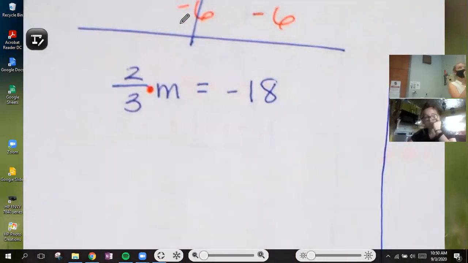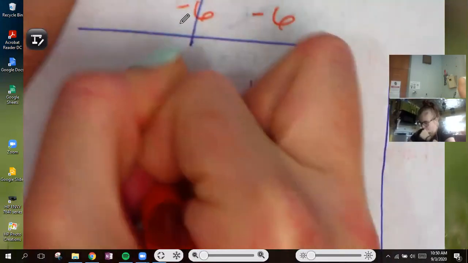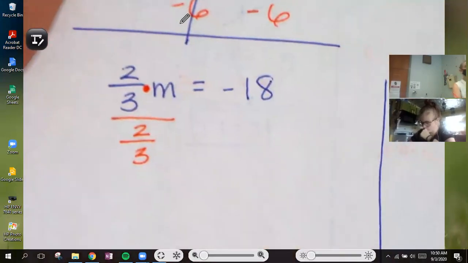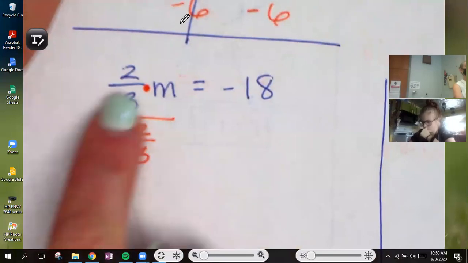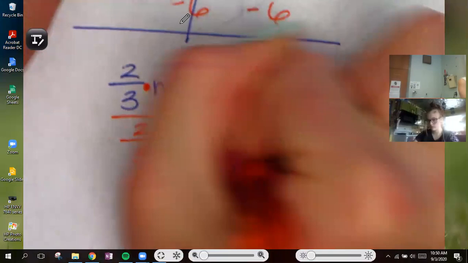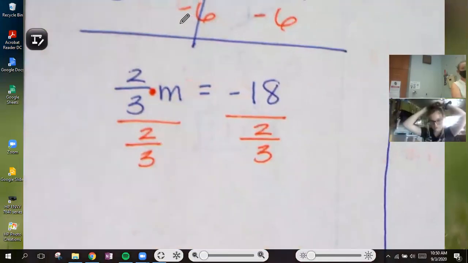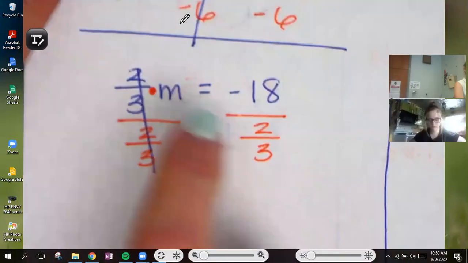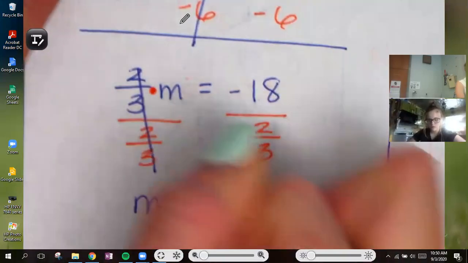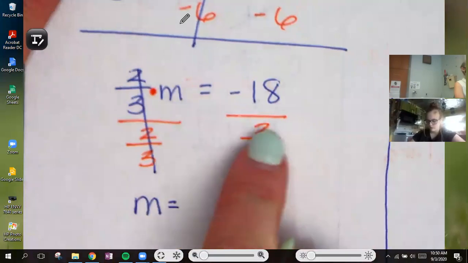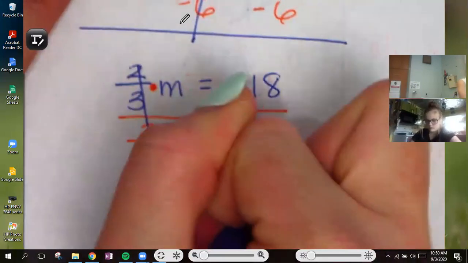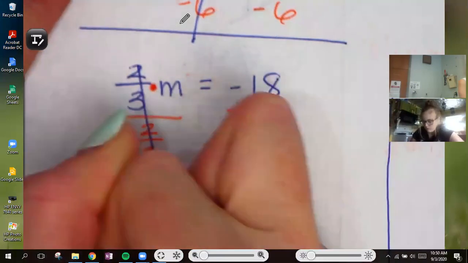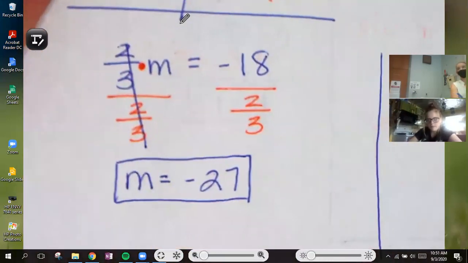Okay, so it's 2/3 times m. So if it's 2/3 times m, what would be the inverse of times 2/3? Divide by 2/3, right? Okay, if I did it to one side, I would have to do it to the other side. What happens to my 2/3? Cancels out. What's left? The m. m equals negative 18 divided by 2/3, which is going into the calculator, but we know it's negative 27.